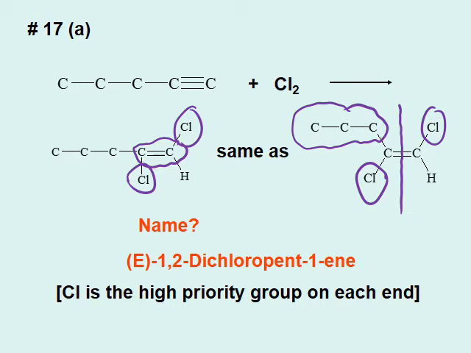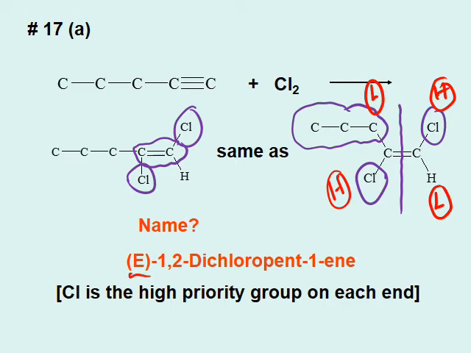Now, assign priority on the left-hand side. Cl has a higher atomic number, so it gets the higher priority. So I'm going to write down as H. The carbon, that gets the lower priority. I'm going to write down L. On the right hand side, Cl has a higher atomic number, so it's got a higher priority, so I have to write H. And hydrogen has lower priority, L. Now you can look at the location of the high priority group. They're opposite to each other. When they're opposite, it's E, not Z.